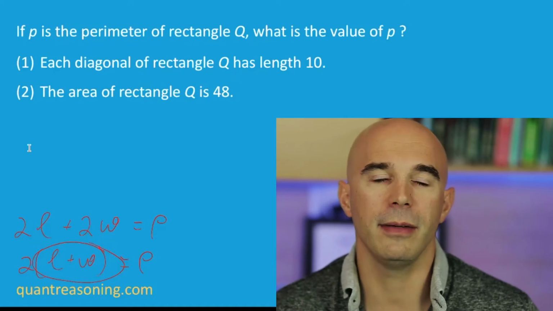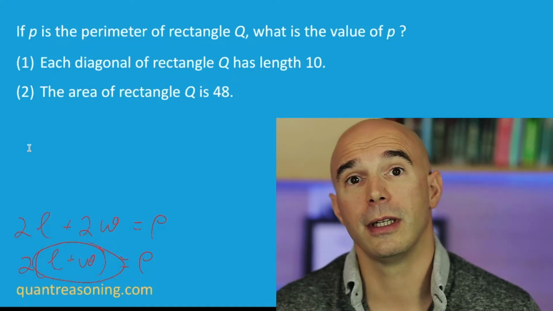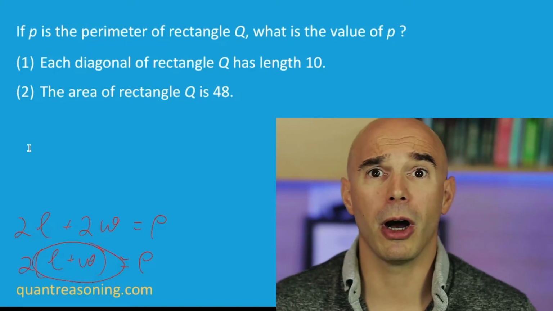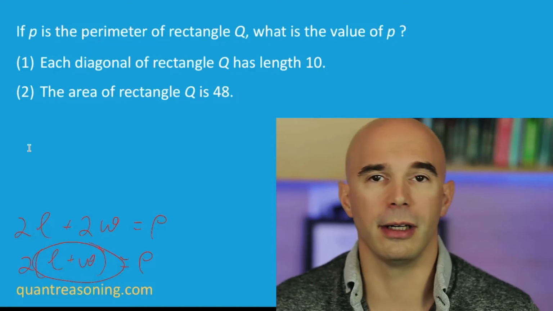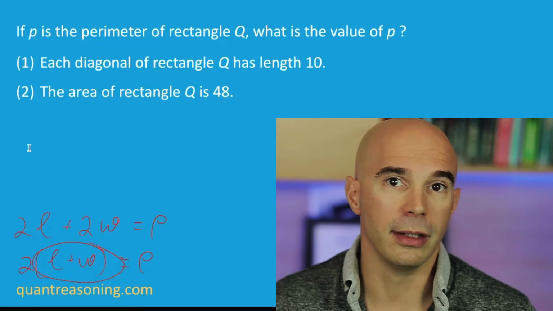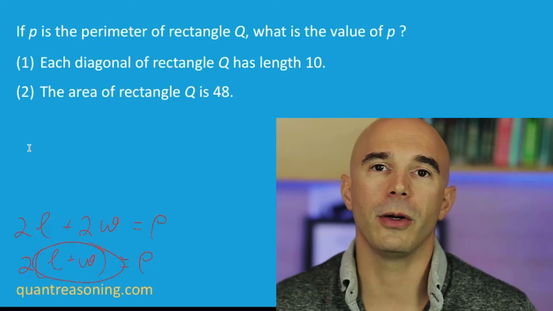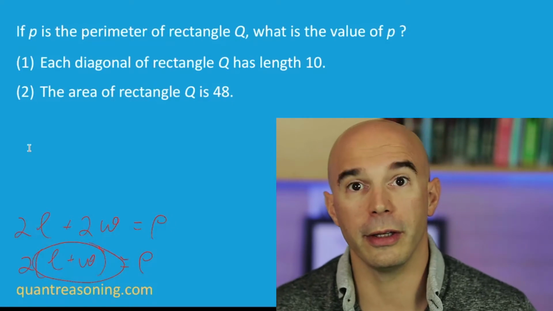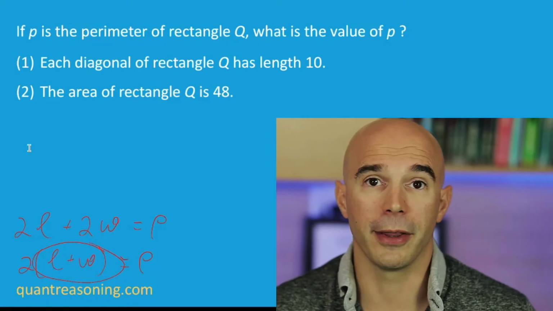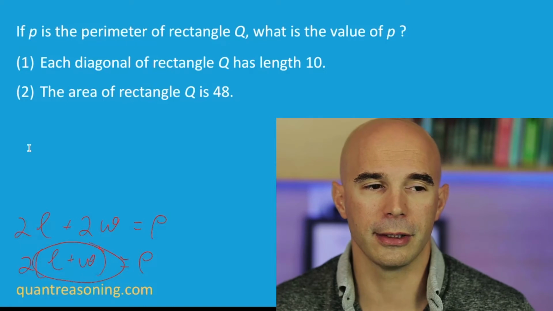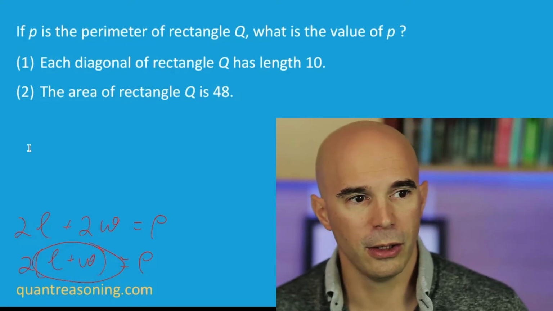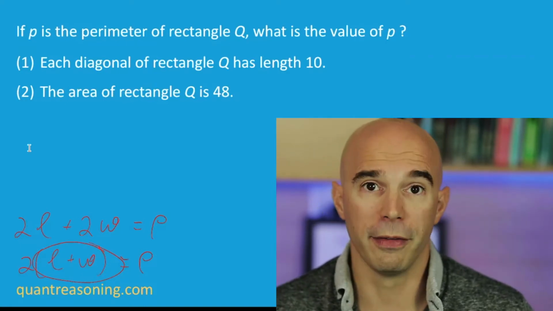So in many, many data sufficiency questions, where you just need to know some combination of two values, the sum, the average, the difference, the ratio, stuff like that, there will be a way to answer that question without actually knowing the individual values. And a lot of people get that wrong. So it's an important point to emphasize here. We just need to know the sum of the length and the width.